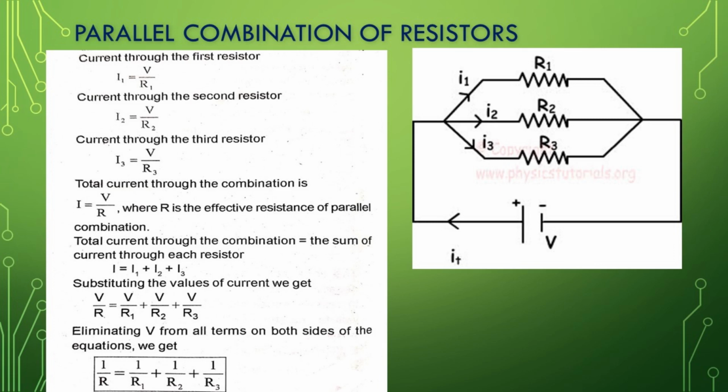Substituting, we get V by R is equal to V by R1 plus V by R2 plus V by R3. Eliminating V from all terms on both sides, we get 1 by R is equal to 1 by R1 plus 1 by R2 plus 1 by R3. Thus, in parallel combination, reciprocal of the effective resistance is equal to the sum of reciprocals of individual resistances.